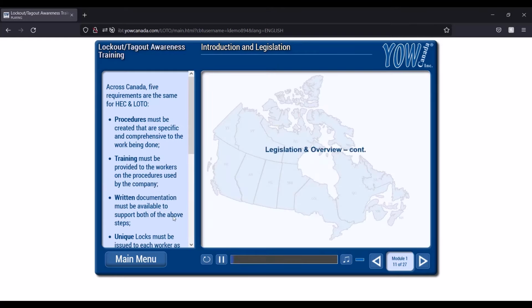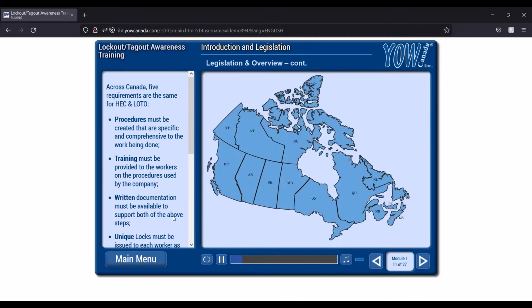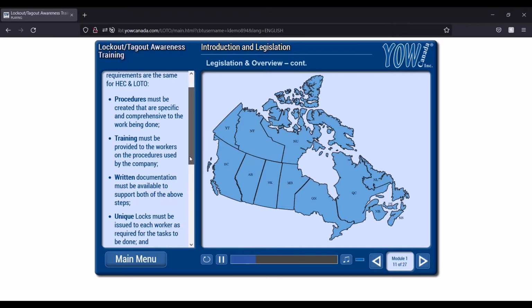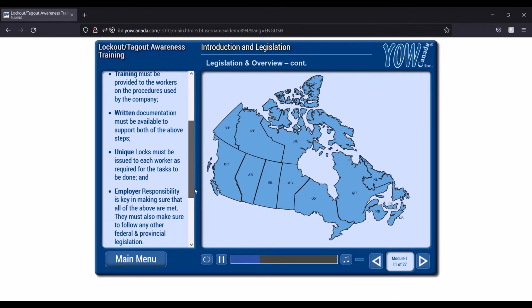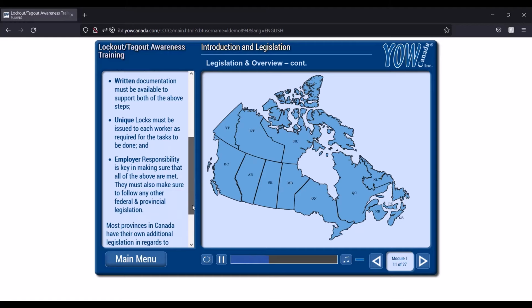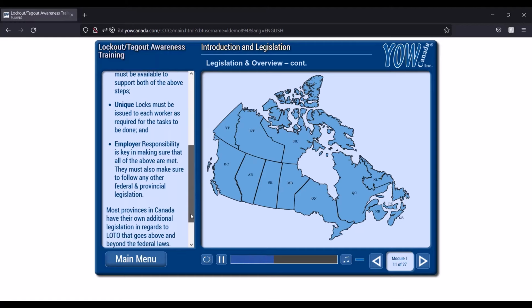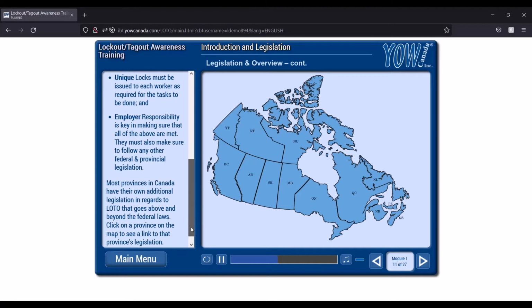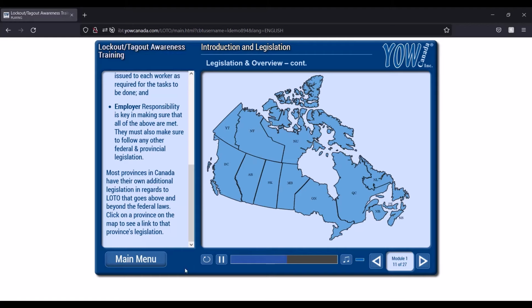Across Canada, 5 requirements are the same for HEC and LOTO. Procedures must be created that are specific and comprehensive to the work being done. Training must be provided to the workers on the procedures used by the company. Written documentation must be available to support both of the above steps. Unique locks must be issued to each worker as required for the tasks to be done. And employer responsibility is key in making sure that all of the above are met.